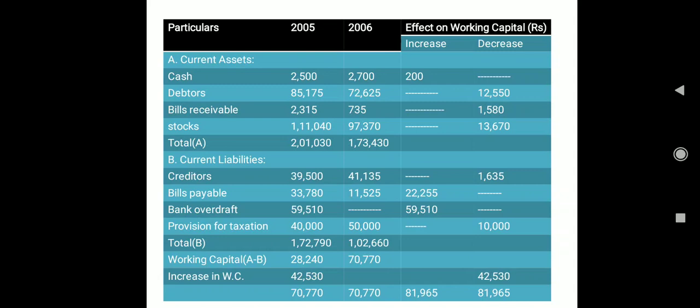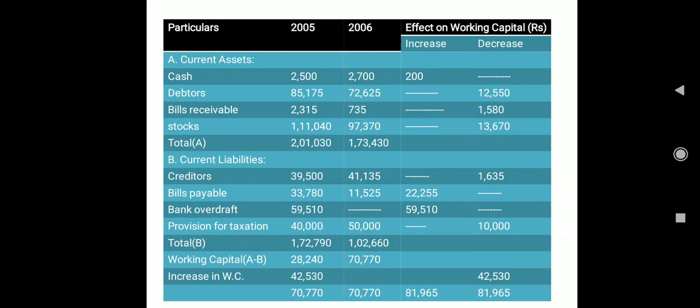So it's indicating very clearly. In 2005 we had working capital of 28,240, and in 2006 we have working capital of 70,770. That means in 2006 working capital has increased. The difference of these two is 42,530, which we write as an increase in working capital. We mention that increase in the 2005 column, just to make the final balance equal in both years. So the final balance in both years is 70,770.